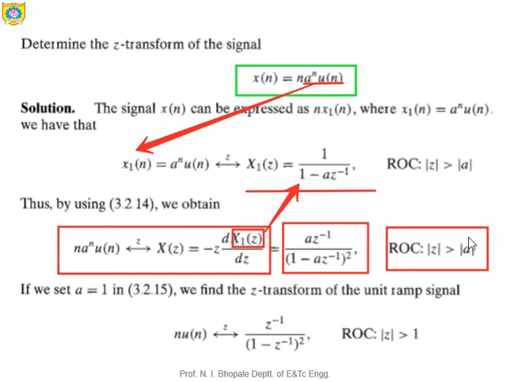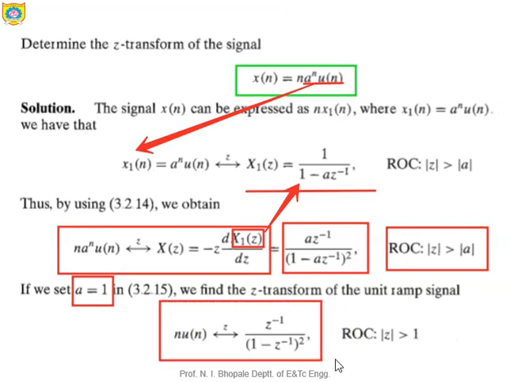And once we set a equal to 1 in equation 3.2.15, we will be able to find the z transform of the unit ramp signal. So if a is equal to 1 for this case, it is n times u of n. The z transform will be like this, z inverse by 1 minus z inverse, bracket square, and the ROC will obviously be mod z greater than 1.